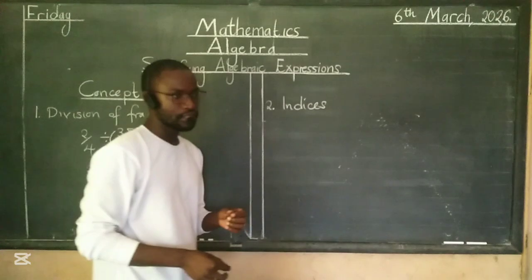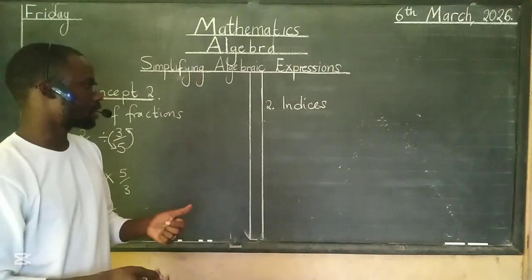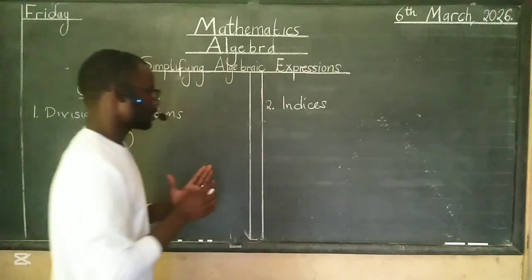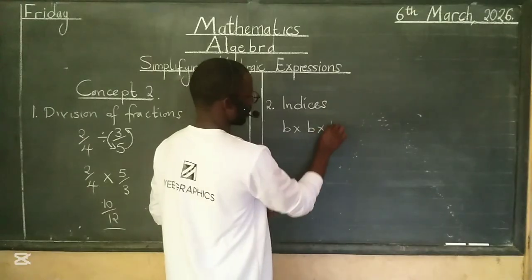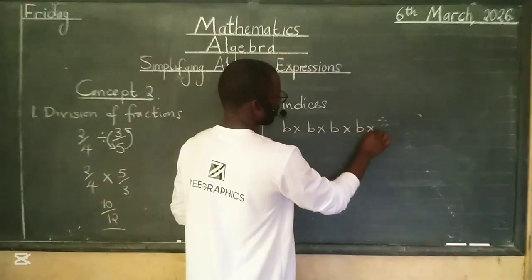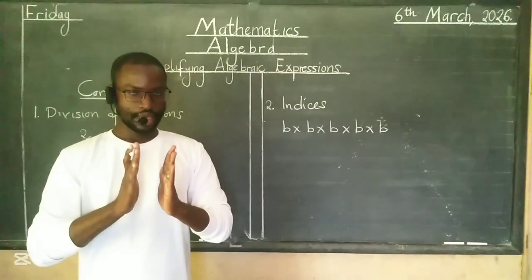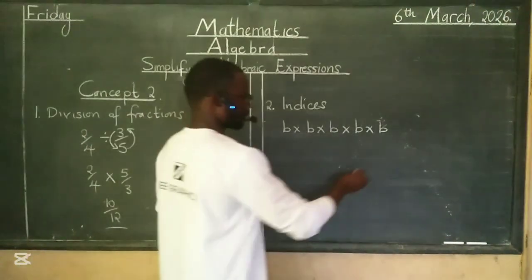So in indices, there are a lot of laws that they talk about, but the one thing I need you to understand is how they contract expressions. Let's say, for example, you have b times b times b times b times b. This can be contracted, can be written in a short form by counting the number of b's like this.